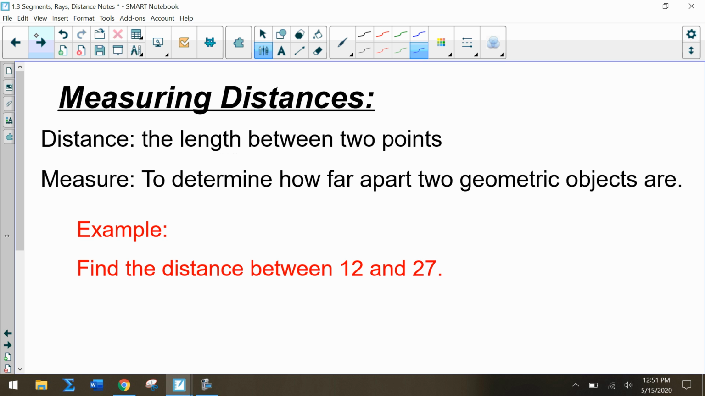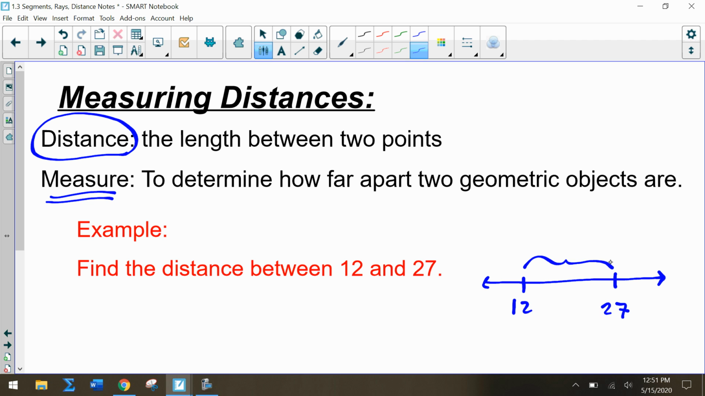Okay, so now we're going to talk about measuring distances. Distance is the length between 2 points. To measure how far apart two geometric objects are, that's what we do to find the measure. If we wanted to find the distance between 12 and 27, if we think about a number line, 12 can be over here and 27 can be over there. The distance between them, we do 27 minus 12 to get 15. So the distance between 12 and 27 is 15.